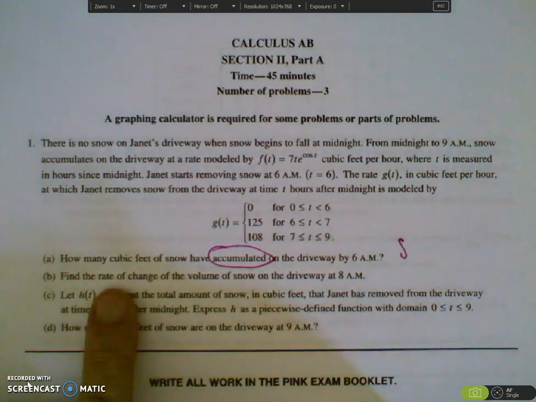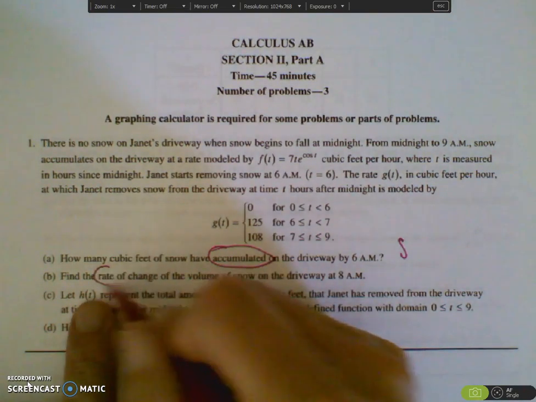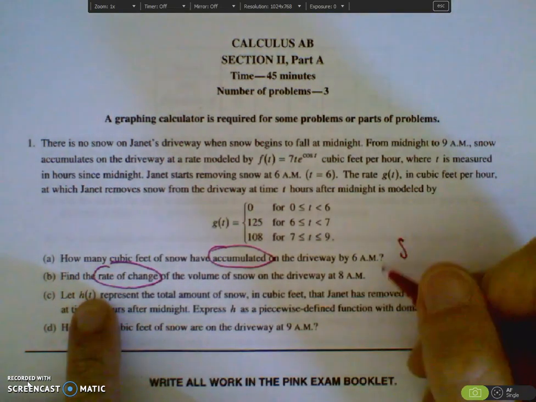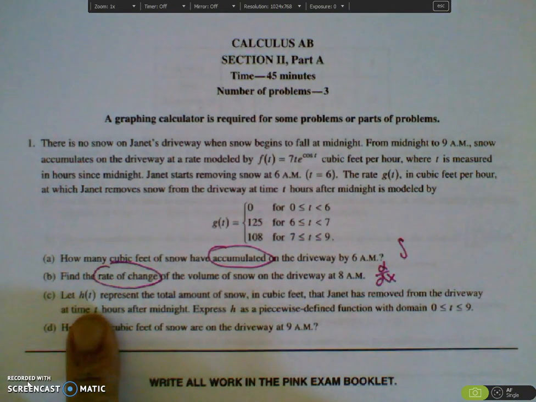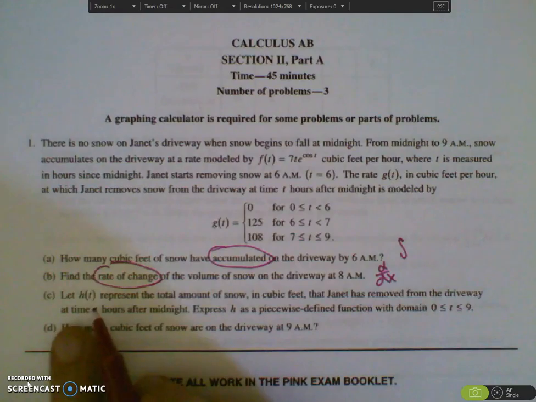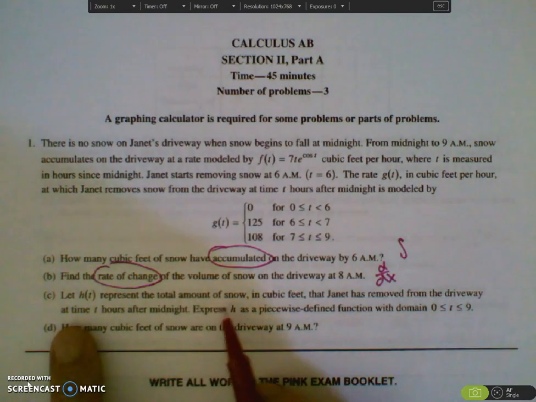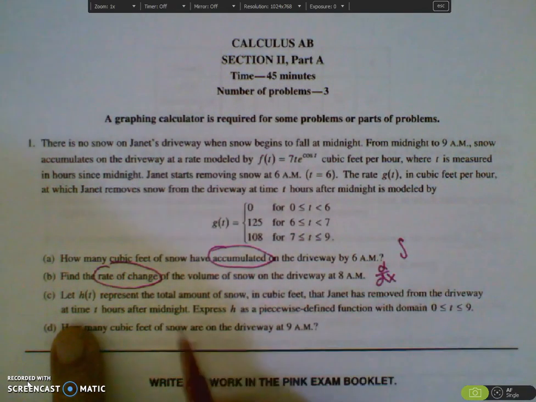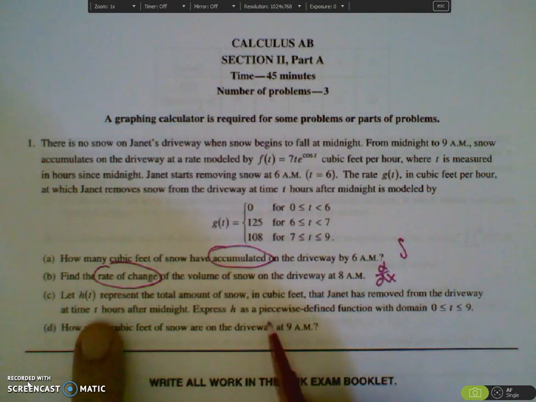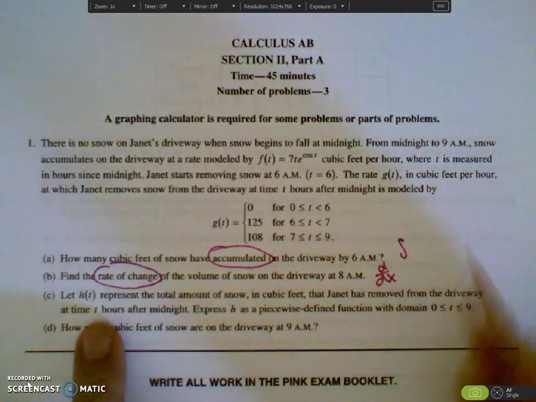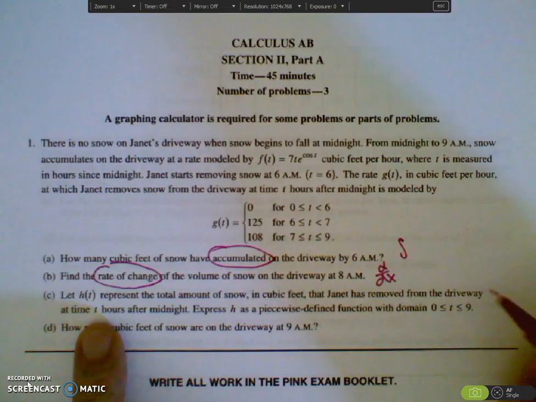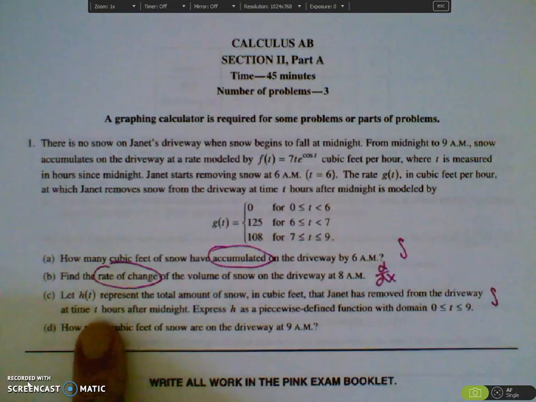In the next question, it says find the rate of change. Well, the phrase rate of change indicates that I need to do a derivative for that one. In part C, it says let h of t represent the total amount of snow that Janet has removed from the driveway. We know the rate at which she removes snow, and to get the total amount, we would need to do an integration.